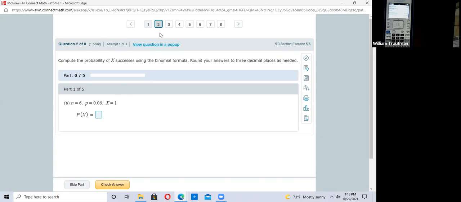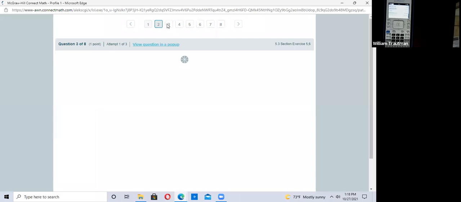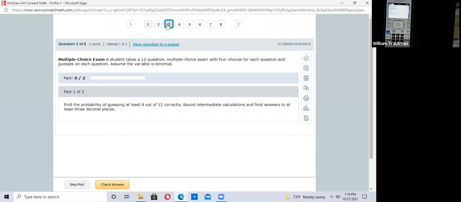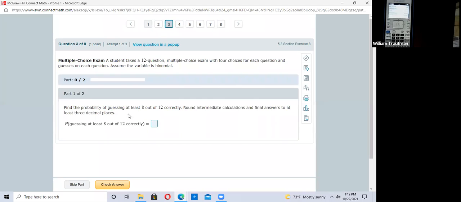There's another equals, that's A. Remember, that's A on the calculator. At least 8 out of 12 correctly. So at least 8. So let's do this one. Here we're going to find the probability of guessing 8 out of 12.